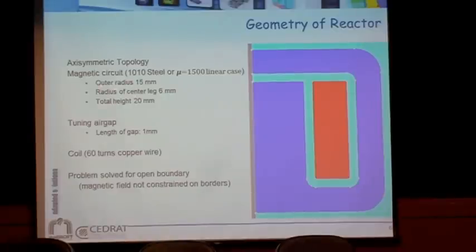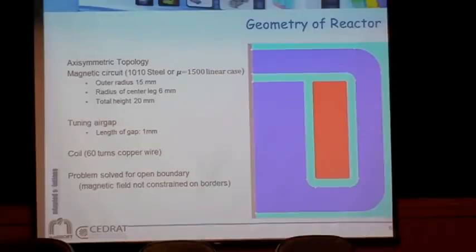So some idea about the sizes. From here to here, it's about 15 millimeters. From here to here, it's about 6 millimeters. The total height from here to here is 20 millimeters. I think the thickness here is just about 3 millimeters. Of course, because of the axisymmetry, we can just get a smaller outer leg here. The length of the gap is 1 millimeter.